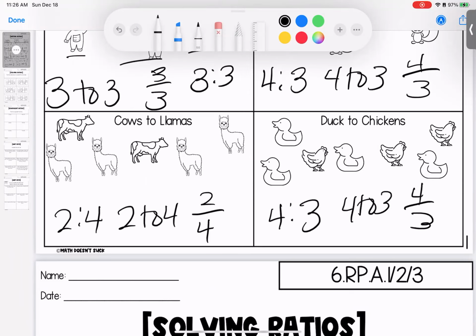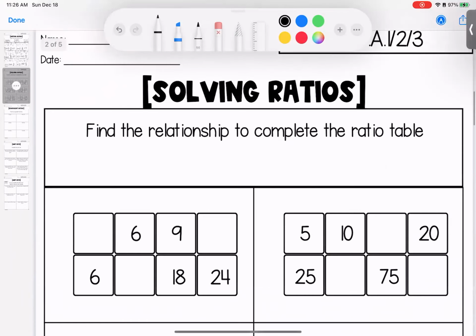Any questions with writing your ratios? Please bring them with you to class. On to page number 2, where we are solving ratios. We need to figure out what the relationship is to fill in the blank.